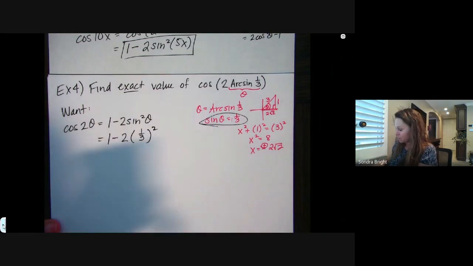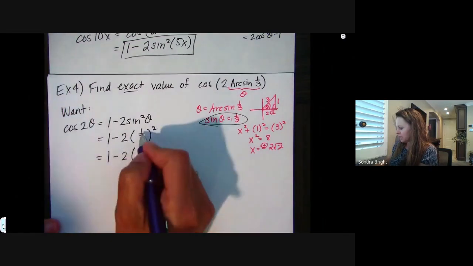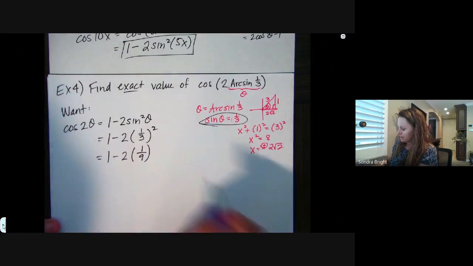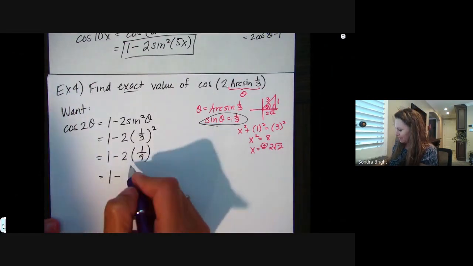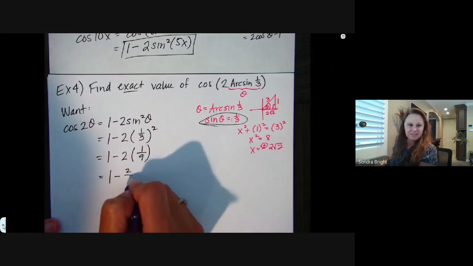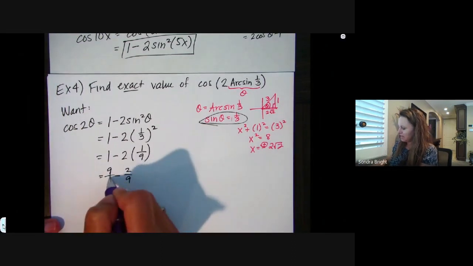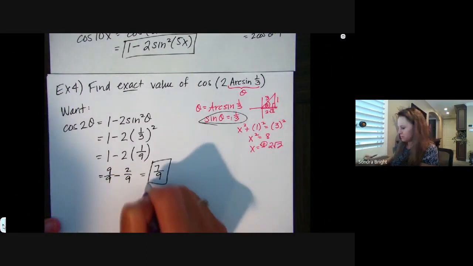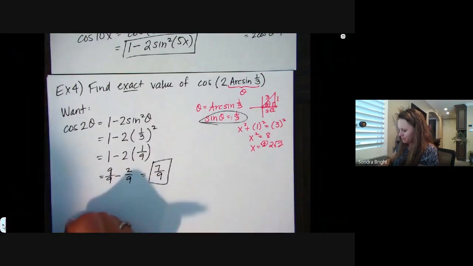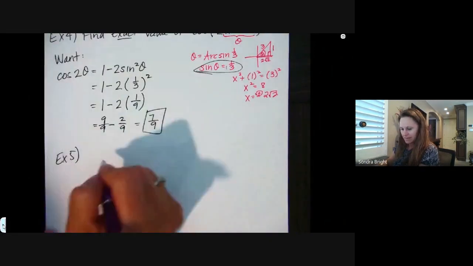And then that's 1 minus 2 times 1/3 squared, which is 1 times 1 and 3 times 3. So that means this is 1 minus 2 over 9. To subtract these, you need 9 over 9 minus 2 over 9, which is 7 over 9. Not too bad. No? Hopefully. All right.